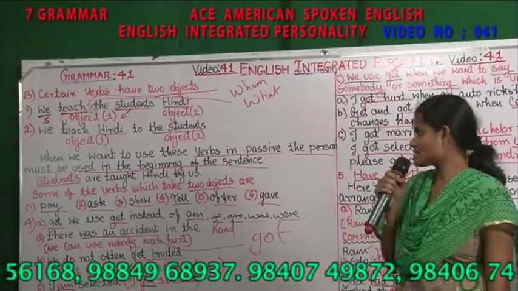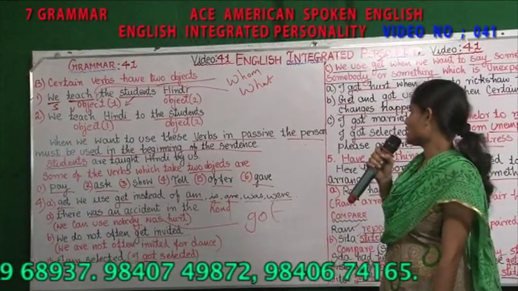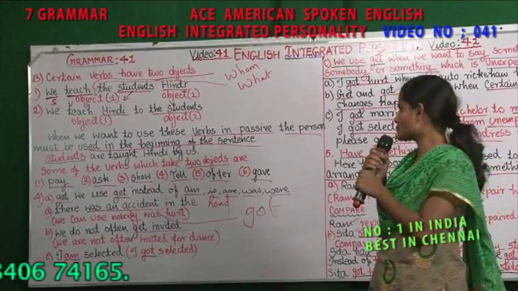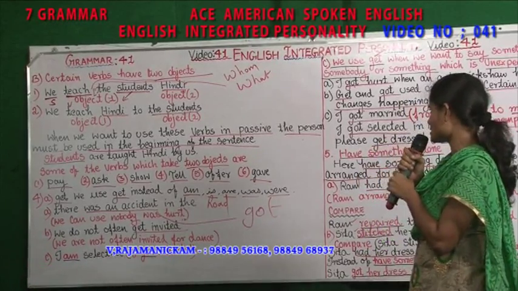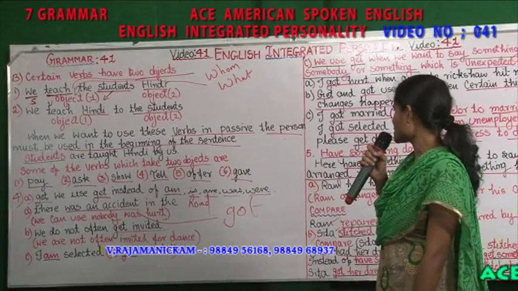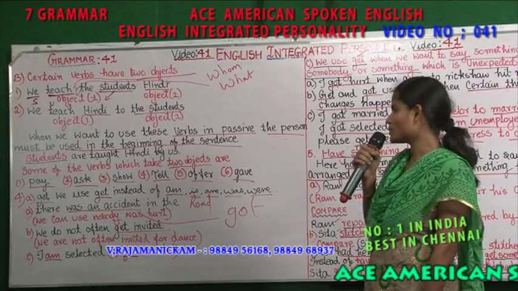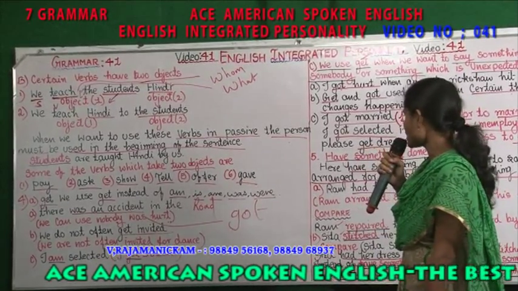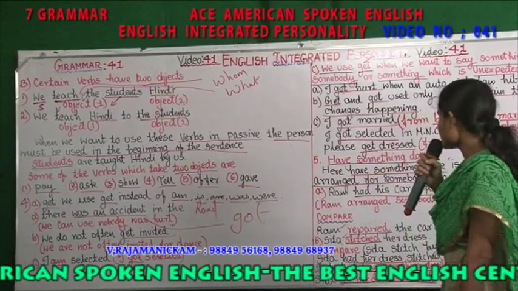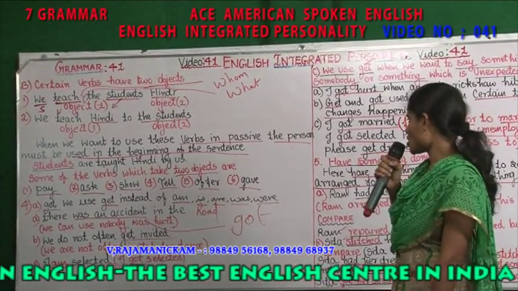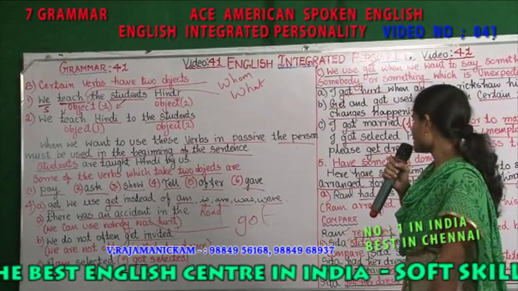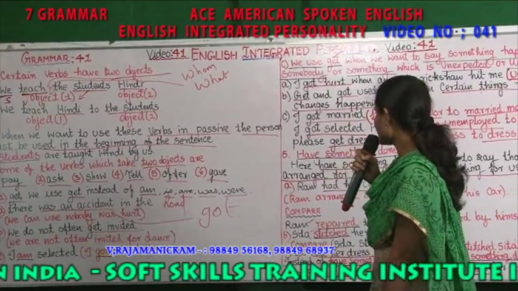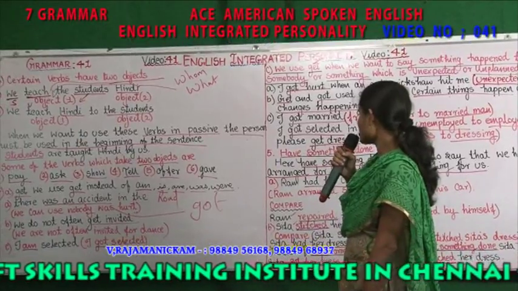Today we learned about passive voice. Here, in a sentence, two objects will come. Here we teach the students Hindi. Here students and Hindi both are objects. In passive voice, the person object will come in front. So the students are taught Hindi by us. And then some verbs have two objects: pay, ask, show, tell, gave. These are the verbs that take two objects. And then we can use get instead of was.